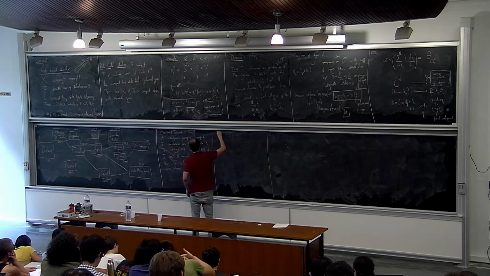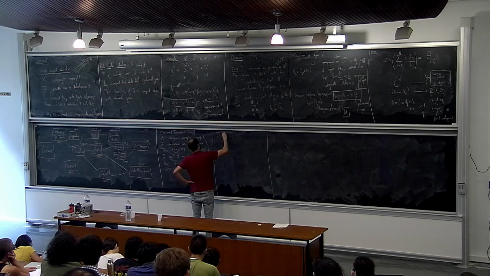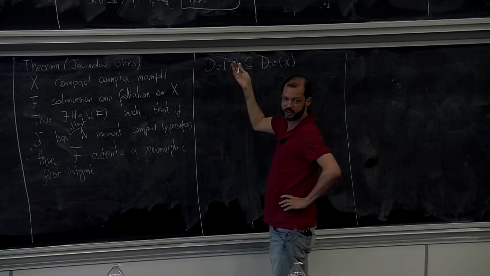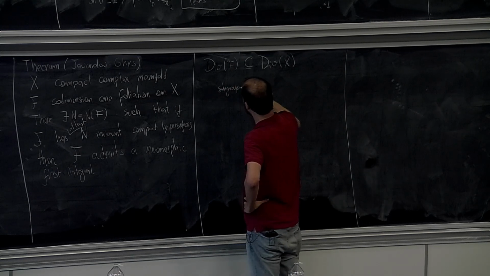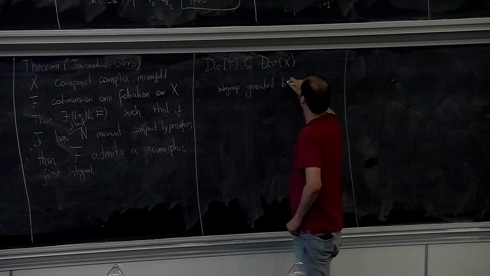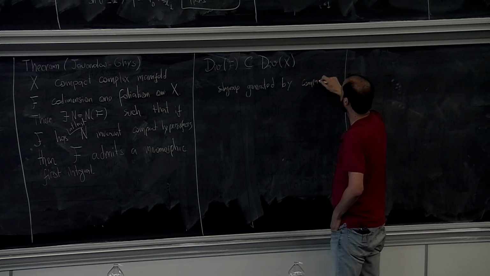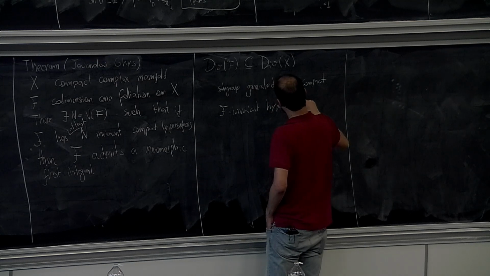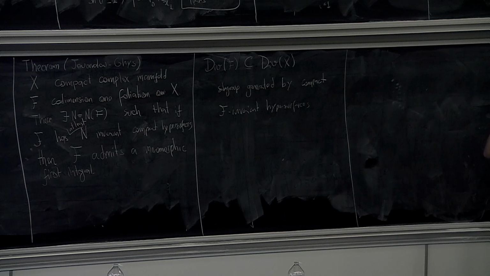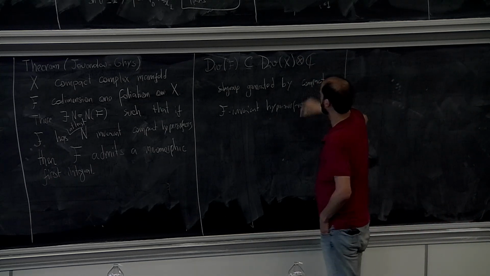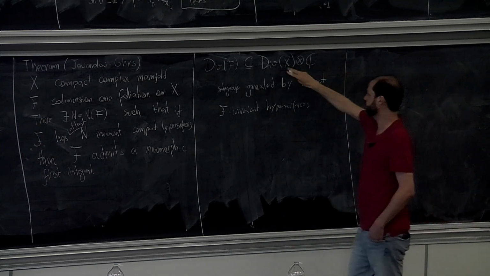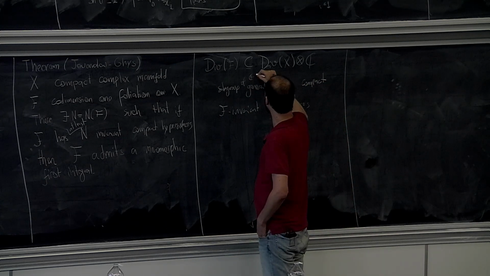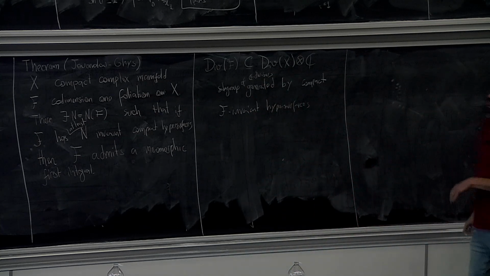So let's just set up some notation. Let's denote by Div the subgroup generated by compact F-invariant hypersurfaces. Let's just consider everything with complex coefficients. I don't want to carry this over in my notation, I just put it there. So Div_C(F) is the subgroup of C-divisors generated by compact F-invariant hypersurfaces.